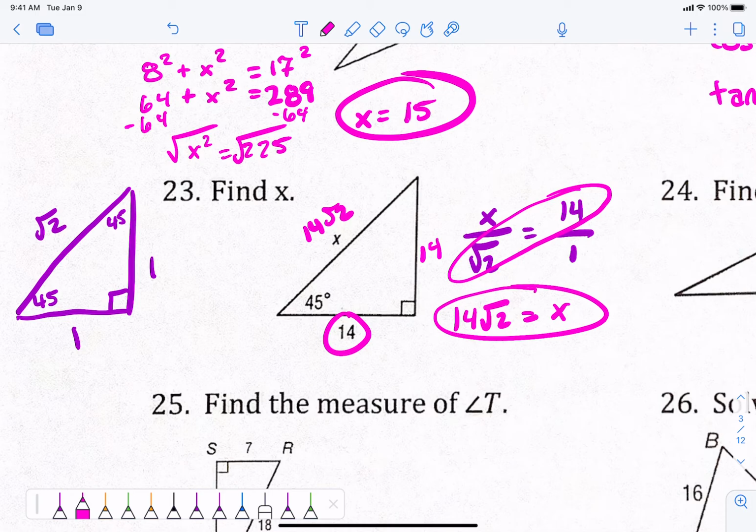Yeah? Okay? Now, if you don't remember how to do that and don't remember your 45, 45, 90 triangle, what could you do instead? Just use SOHCAHTOA. You could just use SOHCAHTOA with adjacent and hypotenuse, right? We could do that with any other triangle. You can do that.